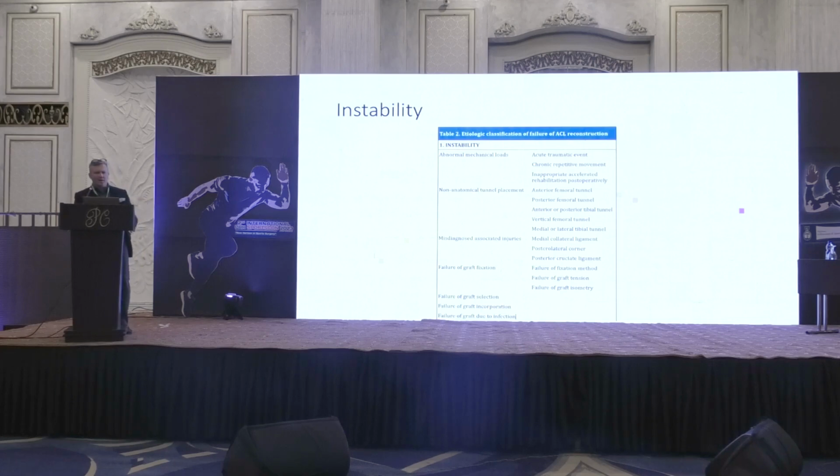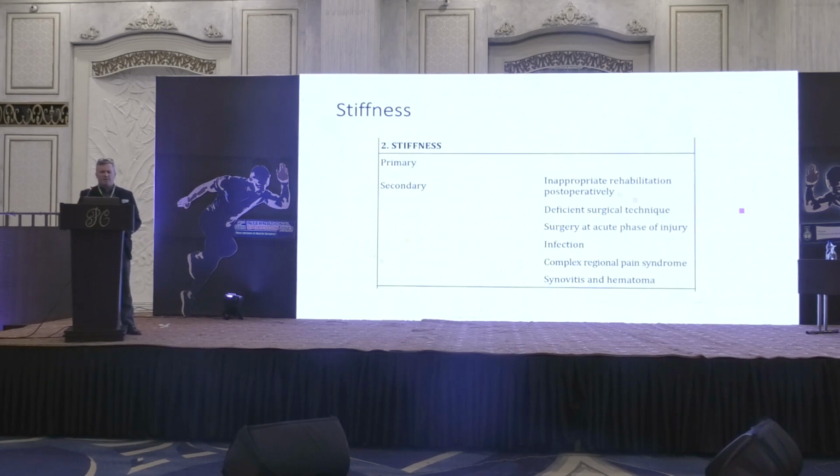So you haven't put that graft in correctly. You've left that knee too tight. You've put it in too much flexion, particularly if you put in a PTB graft. They can't get it out into extension and then they fail. Then you can have other problems like poor graft selection, graft incorporation, or failure due to infection.